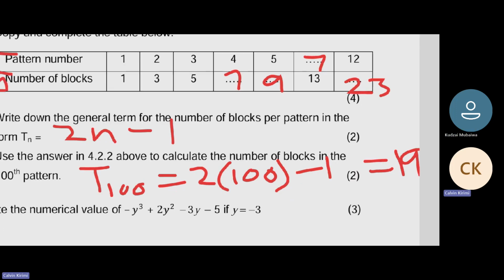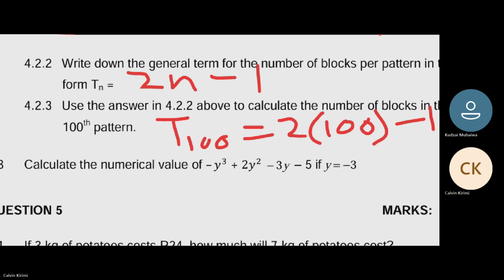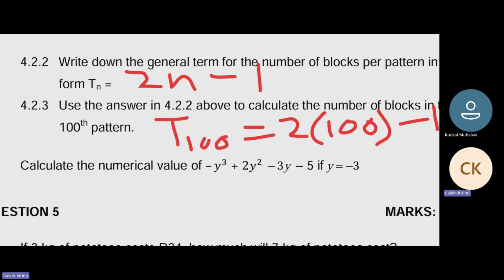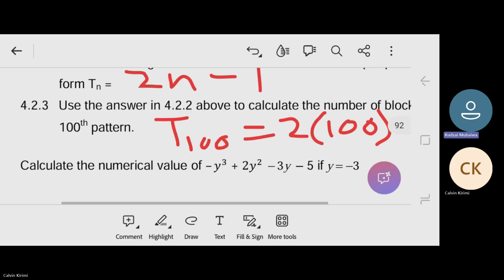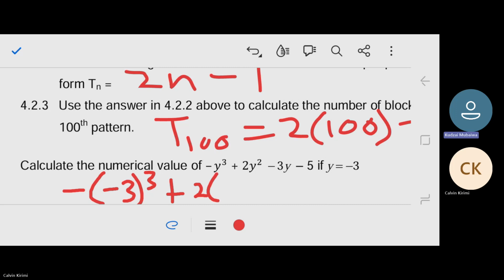All right. So calculate the numerical value if y is negative 3. So what do you do then? You are just replacing y. Where there's y, you are putting what? Negative 3, then cubed. Plus. Say, is it cubed?